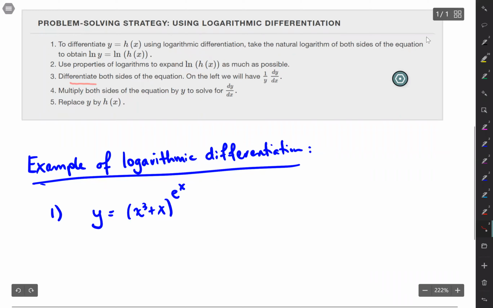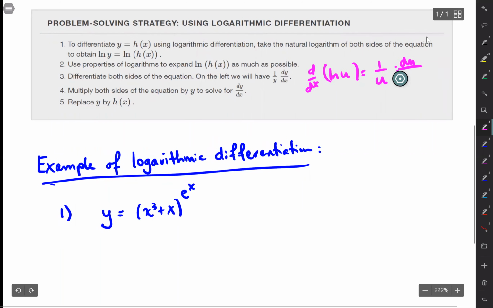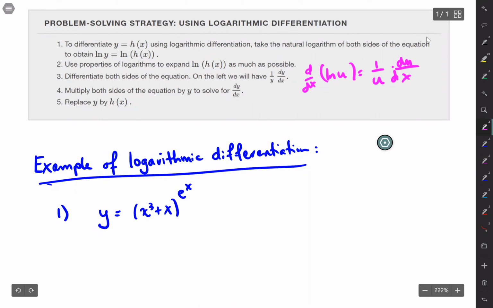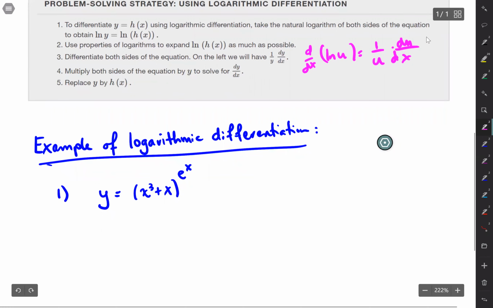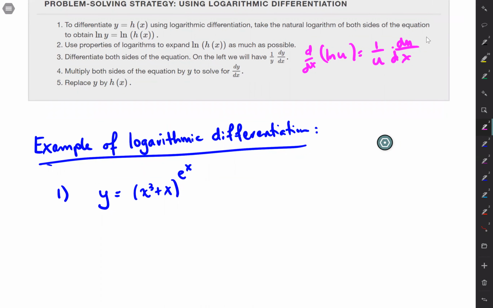And then when you differentiate both sides, on the left-hand side, you're always going to get 1 over y dy dx, because that's just the derivative of natural log of y. We've seen this before, that if you have natural log of u and you want to take the derivative of that, you get 1 over u du dx. And so if you have natural log of y, you get 1 over y dy dx. Okay, so then you'll multiply both sides by y and you solve for dy dx, and then you just replace back in what y was. So I'll show you how this works in action.